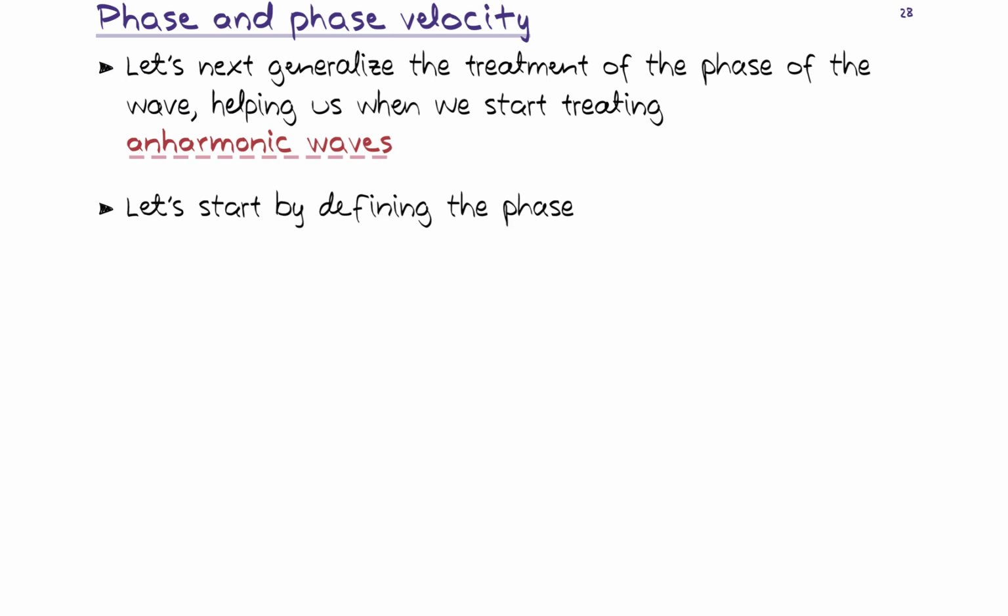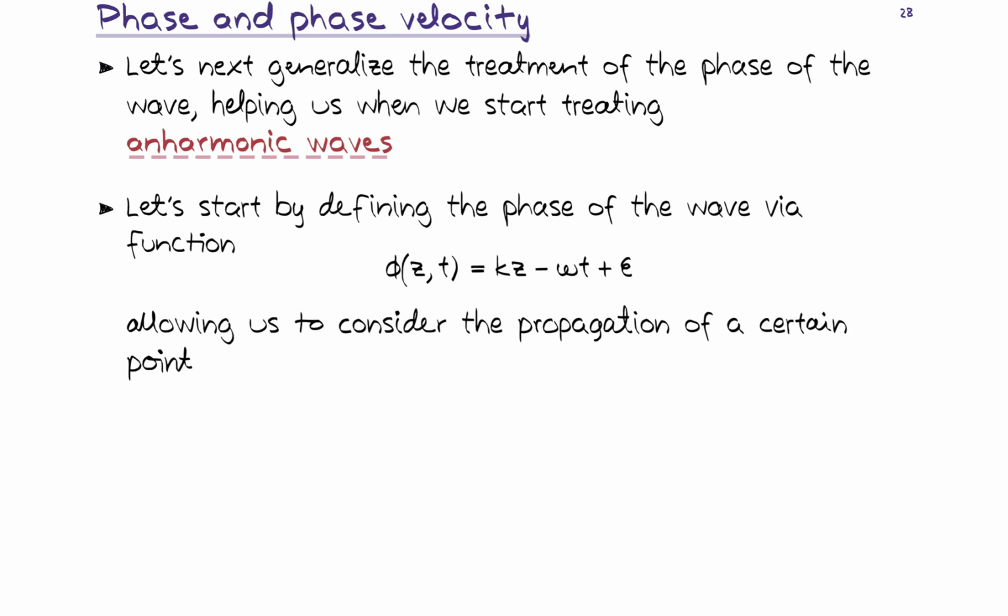So let's get started. We define the phase of our function, and basically this is the argument that we have inside our sine that we already described in our previous lecture. So we have a function, and I will now describe this phase as phi, and this equals the argument inside the sine of the wave, so kz minus omega t plus our initial phase epsilon. And this allows us to figure out what is the propagation velocity of our wave.